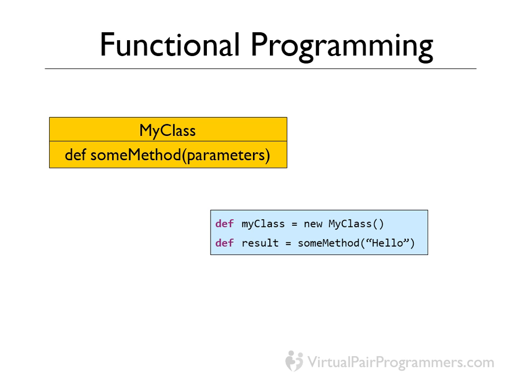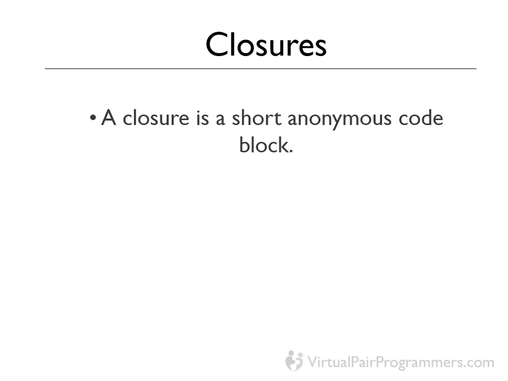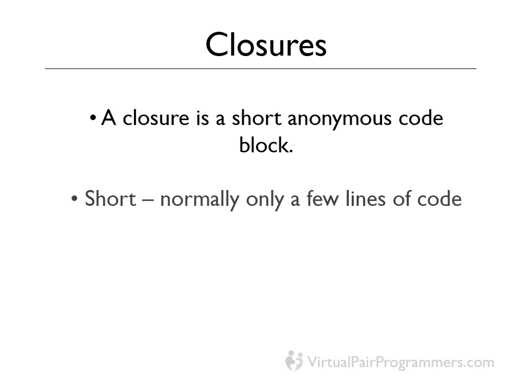What functional programming does is it introduces a second building block which we can use in our code, as well as standard class-based objects. In Groovy, we can write a block of code a bit like a method and say that this is another type of object, and we'll call this a closure. Closures are short anonymous code blocks. Short means that most closures are at most a few lines of code.